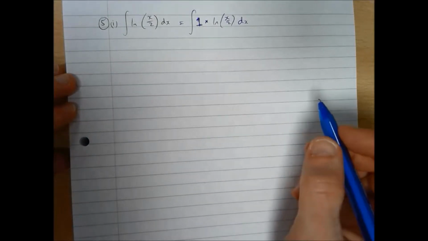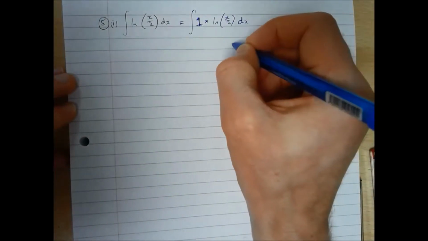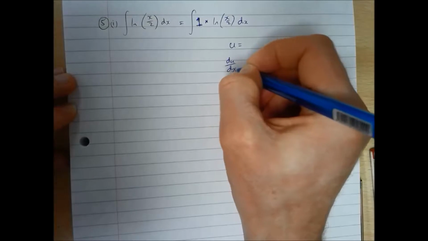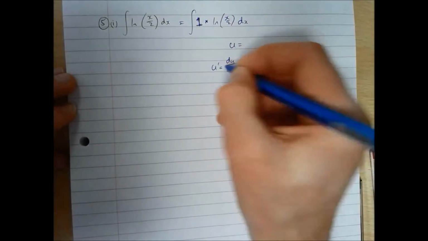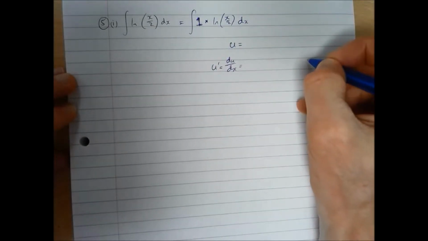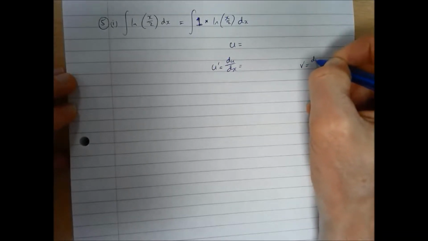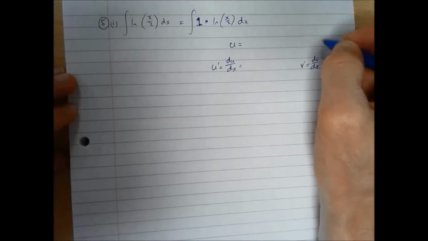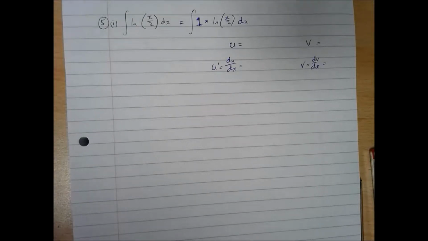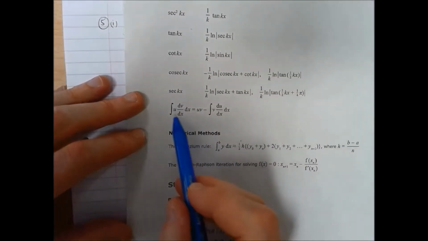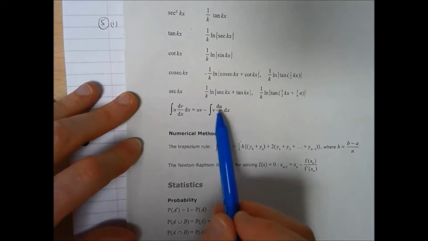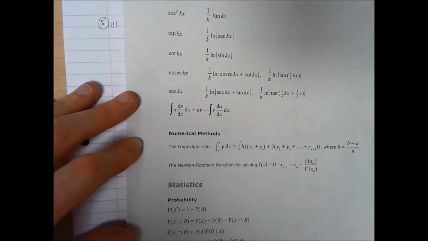When we use by parts, the different parts are going to be u, and when we differentiate that, we get du by dx, which I call u dash, depends on who your teacher is. The other part is dv by dx, or v dash, and then you integrate that to get v. Incidentally, the integration by parts formula is in the formula booklet here. So the integral of u dv by dx is equal to uv minus the integral of v du by dx.